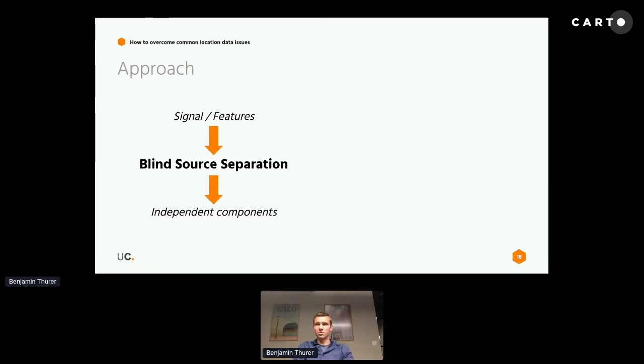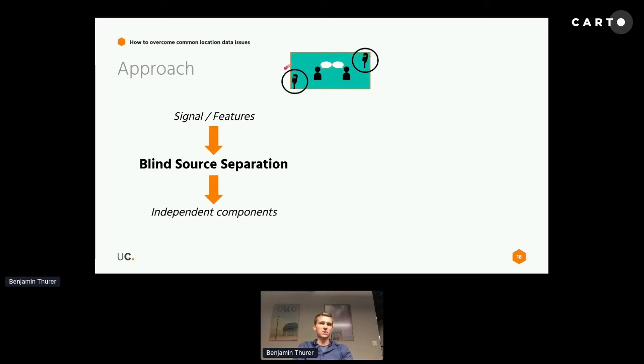A blind source separation is nothing else than an algorithm which basically takes your sources or signals and features and separates those into different components. A common example is the cocktail party phenomenon. You have a room with two people talking over here, and two microphones in the corner of the room. Each microphone itself has an overlap of both voices, right? It's recording the noise of the room.